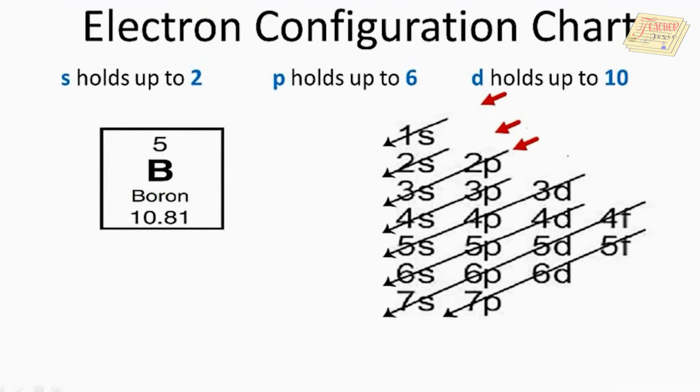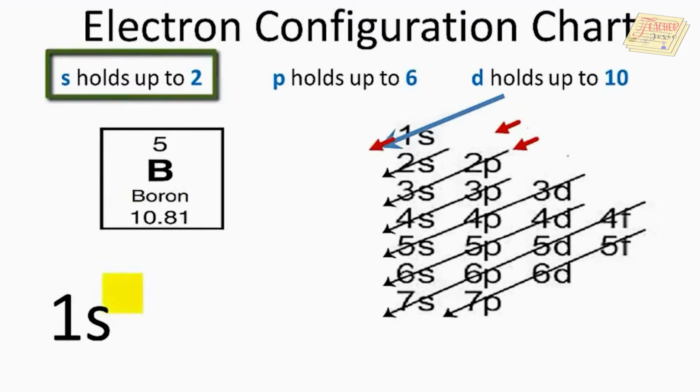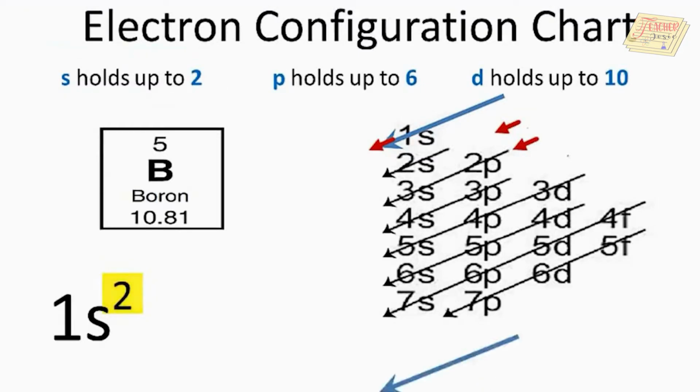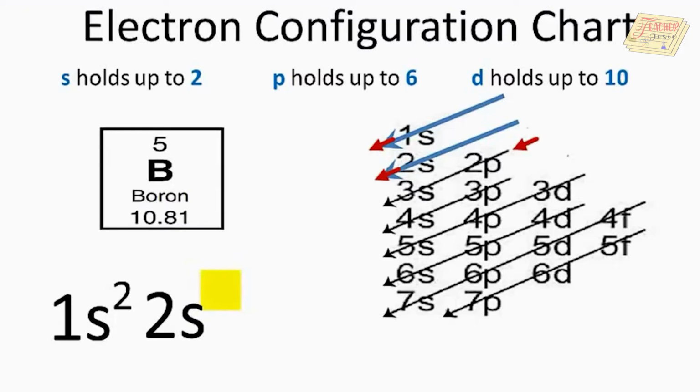You can see we have this chart here, and this is the general format. We know we have 5 electrons, so we'll follow the chart and go down with the 1s. So we write 1s, and we know that it holds up to 2 electrons. Then we have the 2s, following the arrow down, that holds 2 electrons as well, since it is an s orbital. We have 5 electrons in boron.